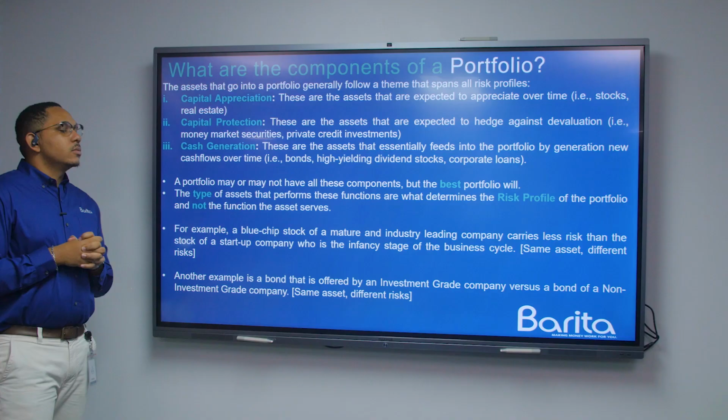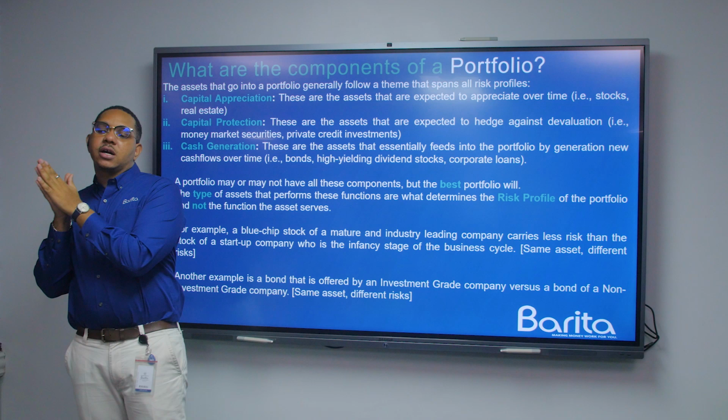You can be aggressive and have bonds, but the type of bonds you buy determines the risk profile, not the asset class itself. You can be conservative and still buy a bond. The type of bond you buy determines the risk profile, not the asset class itself. Am I making myself clear online, guys? I want to make sure that this is clearly brought across, that it is the type of asset that you buy and not the asset class itself that determines the risk profile. Everybody's clear online? Okay.